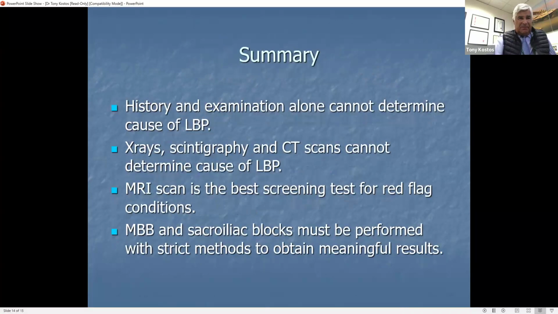So in summary, the history and examination alone cannot determine the cause of low back pain. All of the investigations need to be undertaken with caution because they cannot determine the cause of back pain. Although, as I said, the MRI scan is the best screening test for red flag conditions. All of these blocks must be done with strict methods to obtain meaningful results. But as I said, the pain doctors aren't interested in meaningful results. They just want to move on to the next procedure.